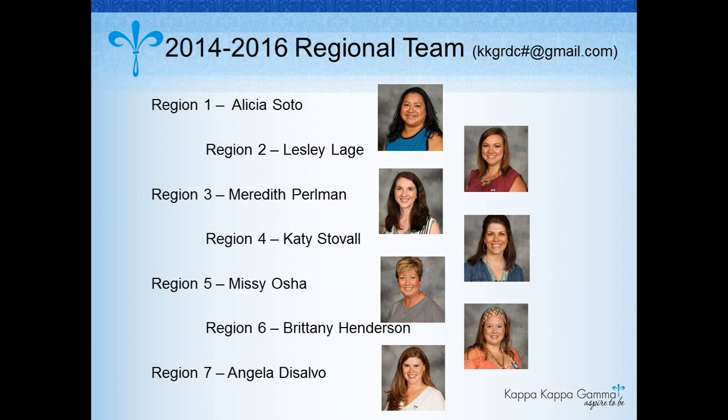Katie, in Region 4, lives in Iowa, and is a first-term RDC. Missy, in Region 5, lives in Indiana, and is a first-term RDC. Brittany represents Region 6, lives in Washington, and is a first-term RDC, and Angela in Region 7 lives in California and is a second-term RDC.